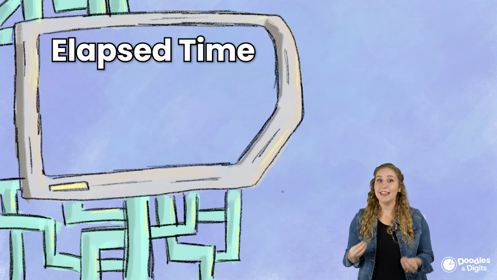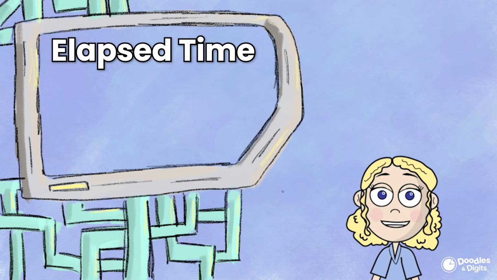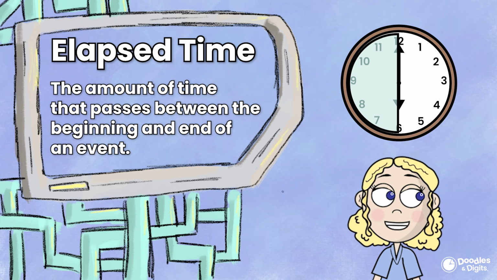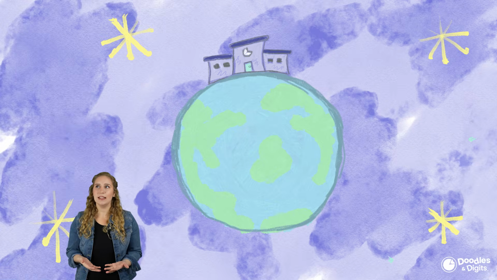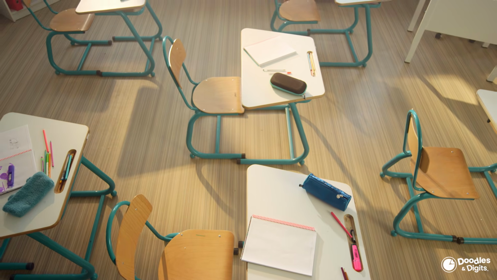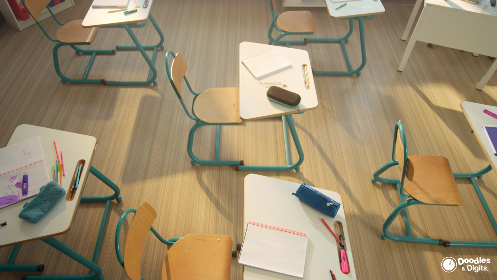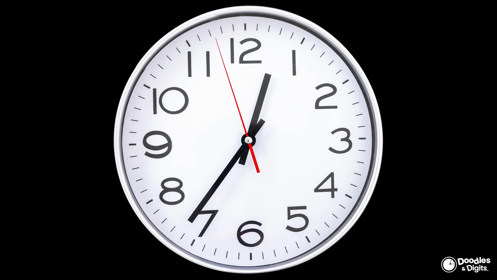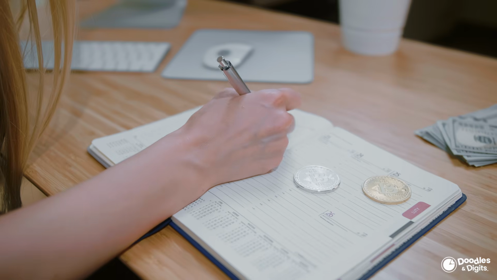All right, so what is elapsed time? Elapsed time is the amount of time that passes between the beginning and the end of an event. Why is elapsed time important? It's really important because think about, for example, even school. You get to school at a certain time and so much time has passed until you get to go home. If you don't know about elapsed time, you might not know what time you need to schedule things.